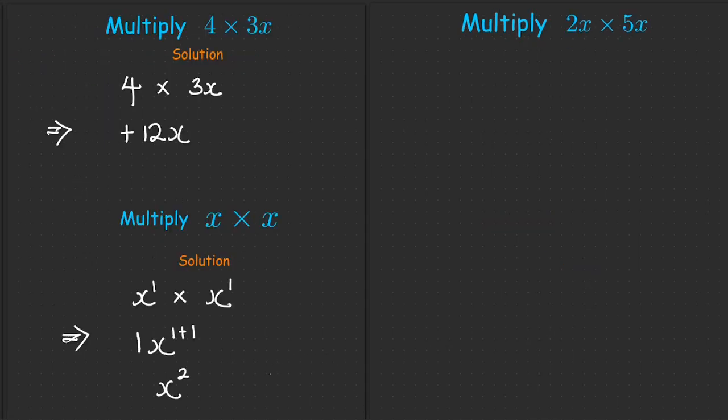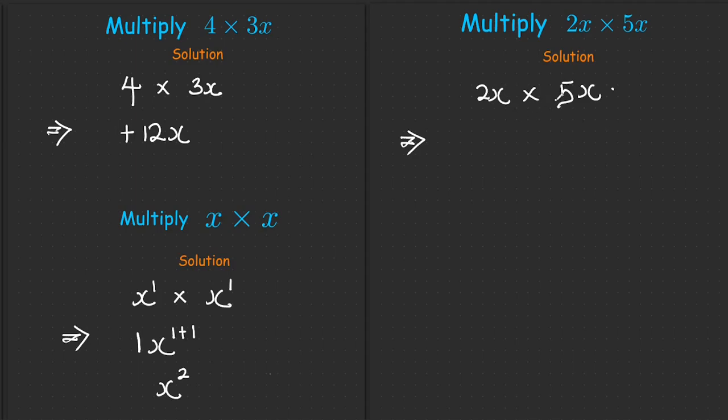So in this next example, we want to multiply a term by another term where they have the same variables. And this time around, they have coefficients other than 1. How are we going to go about it? So we have 2x times 5x. They are all positives, so we are expecting a positive answer.